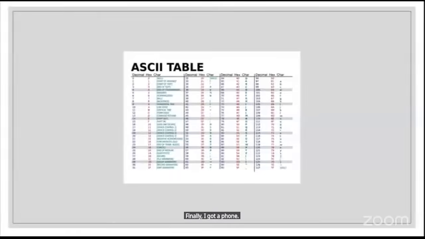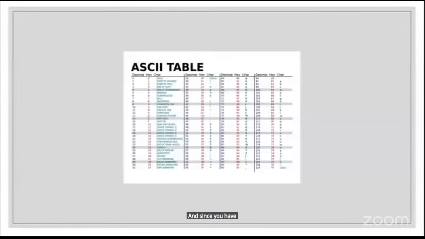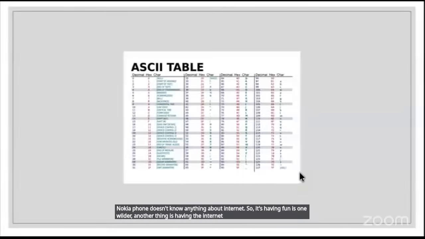What am I saying? Today, all of you have phones. You don't know how it all started. You are using phones anyhow. You see a phone, you still start using it. There was a time there was nothing to steal, talk less of having it. And since you have a phone, sure you have an internet connection. Nokia phone doesn't know anything about internet. So having a phone is one wahala. Another thing is having the internet.